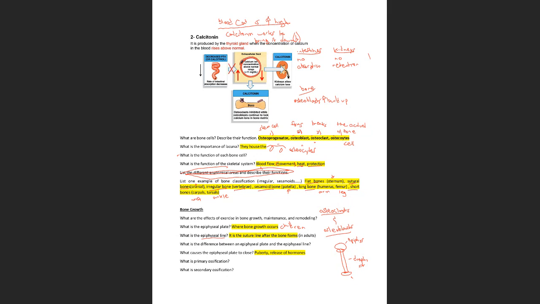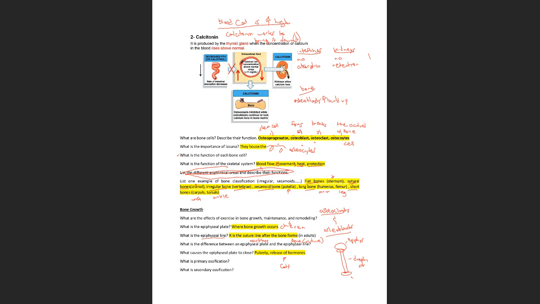So the plate is for children, it's cartilage. The line is no longer cartilage, it has become bone. It is a suture line for the most part. So what causes the epiphyseal plate to close? Well, as you're growing up, your body goes through puberty, it releases hormones, specifically growth hormone, which activates this bone growth.